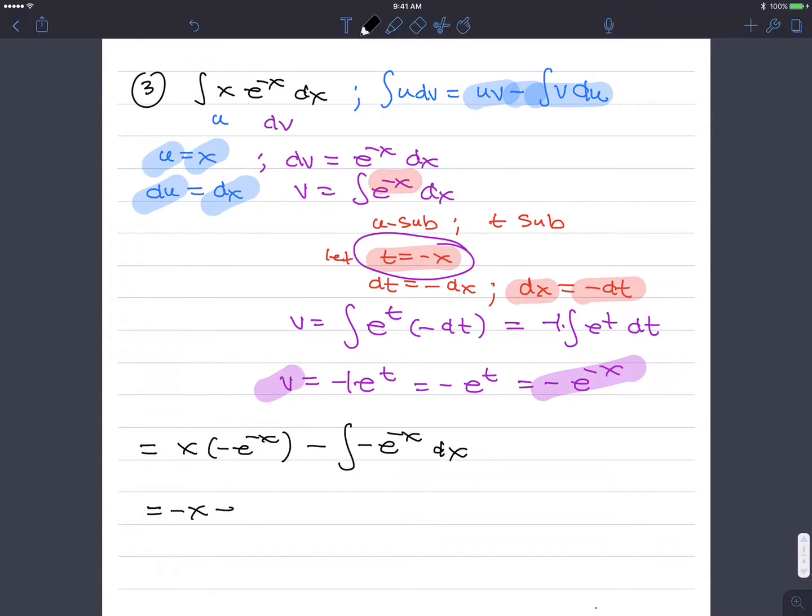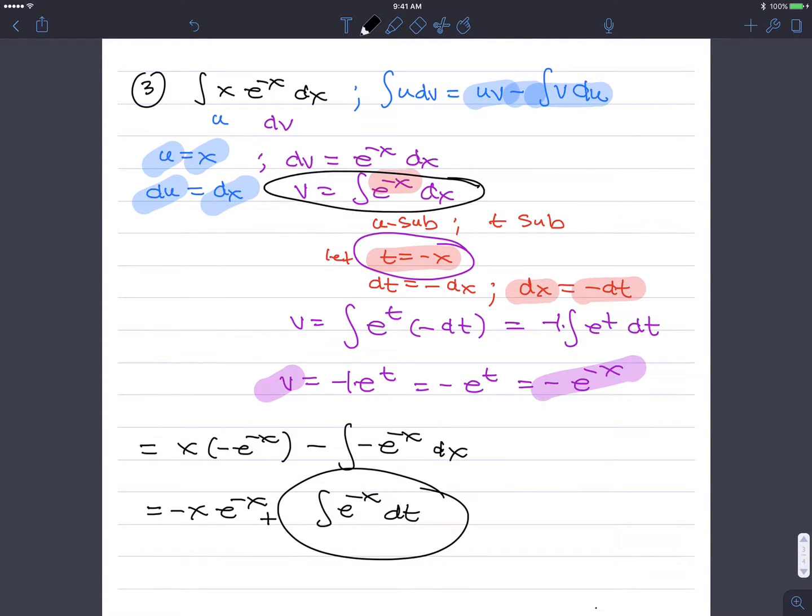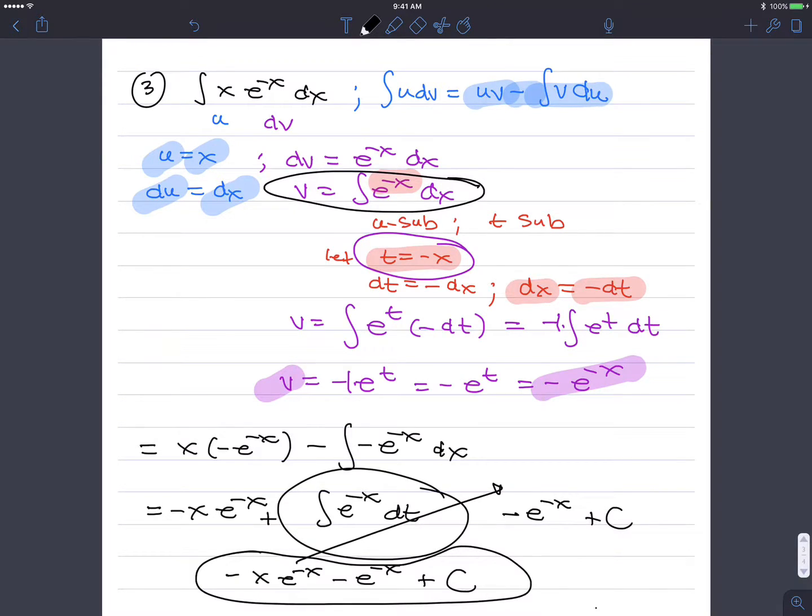So this is minus x e to the minus x plus the integral of e to the minus x dx. I need to know what this integral is. Okay. Now the integral of e to the minus x dx we already actually obtained. It's our v. It's right over here. So I can replace this integral with minus e to the minus x plus my c, so that the final answer I'll have here will be minus x e to the negative x power minus e to the minus x plus c. Here's my answer.